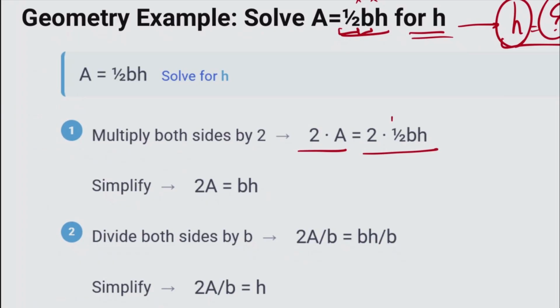Since I do have the multiplication, the only thing that I have to do is multiply 2 by half itself. It's automatically going to be multiplied by the rest. So I do have 2A equals BH. So that was the first step.